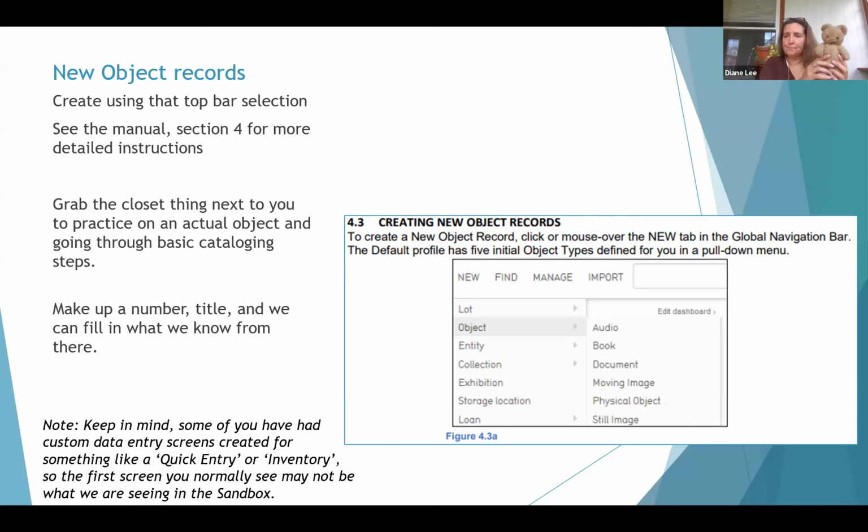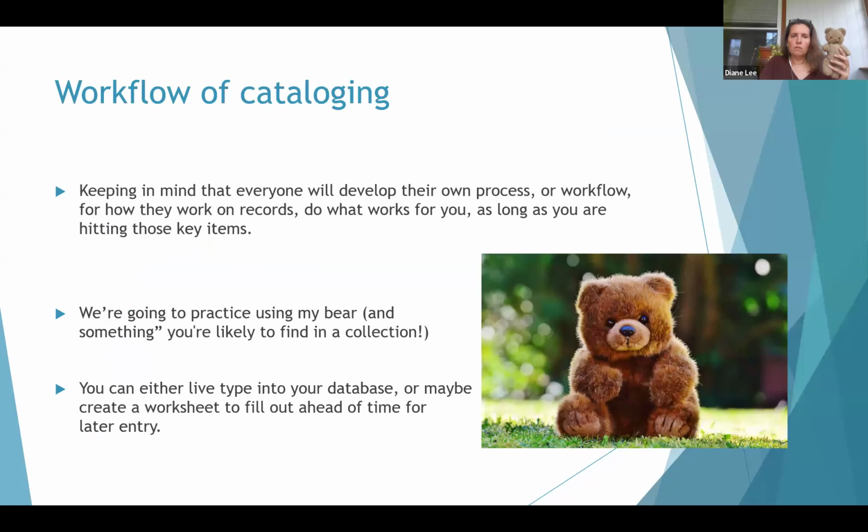So this is my prop. This is my bear. I just moved, so he's been out and hanging out. So this is B. He was willing to be a prop today. But also I thought about it and I was like, let me grab B. Oh, but this is really something you might have in your institution anyway. So make up a number and a title, and we can fill in what we know from there. So, oh, and this is getting into the workflow again, using B.